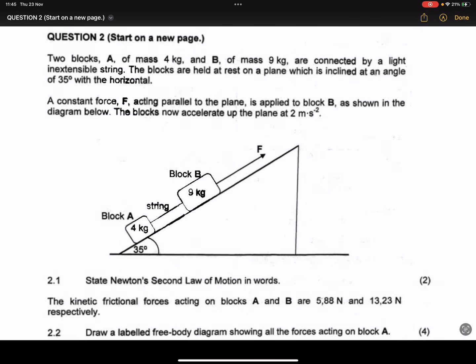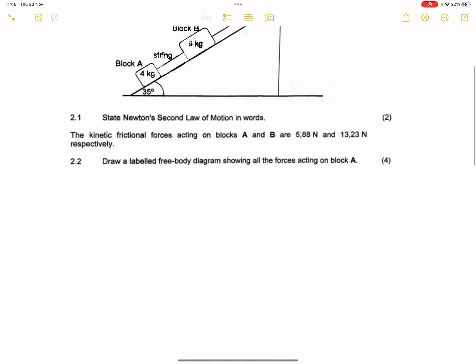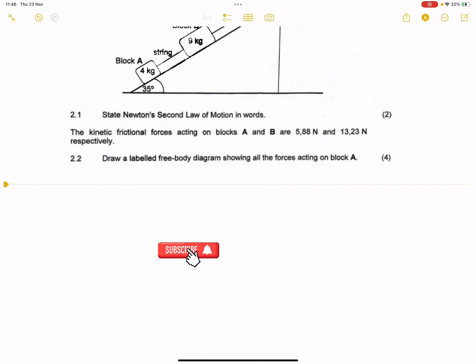All right, now let's quickly have a look at what we are being asked there. They say the kinetic frictional forces acting on block A and B are 5.88 and 13.23 newtons respectively, right? So they want us to draw a labeled free body diagram showing all forces acting on block A. Right, now looking at block A, what would be the forces acting there?